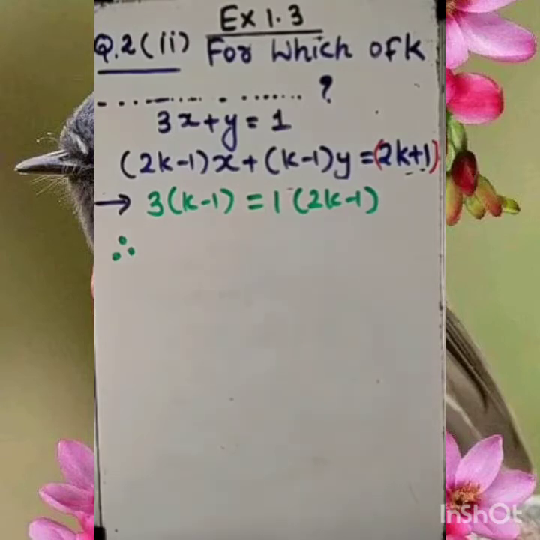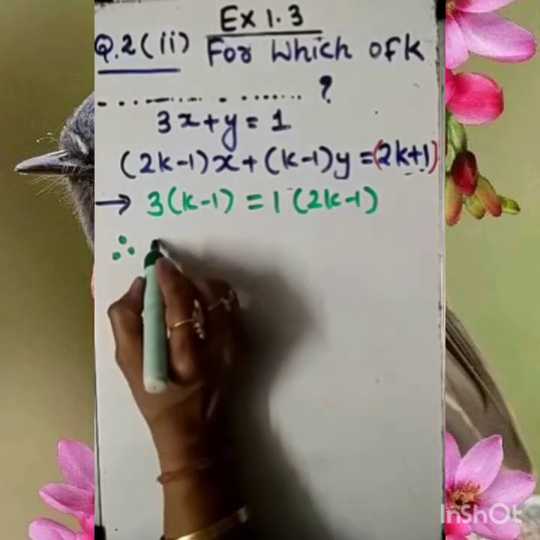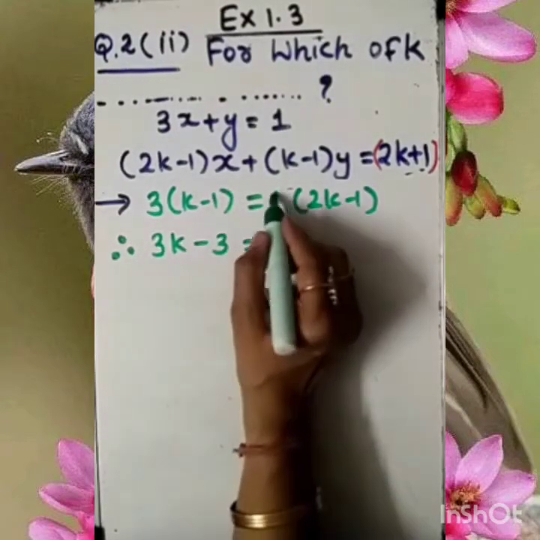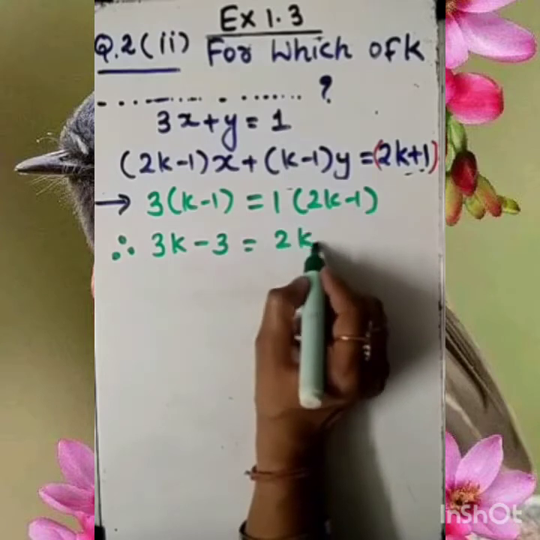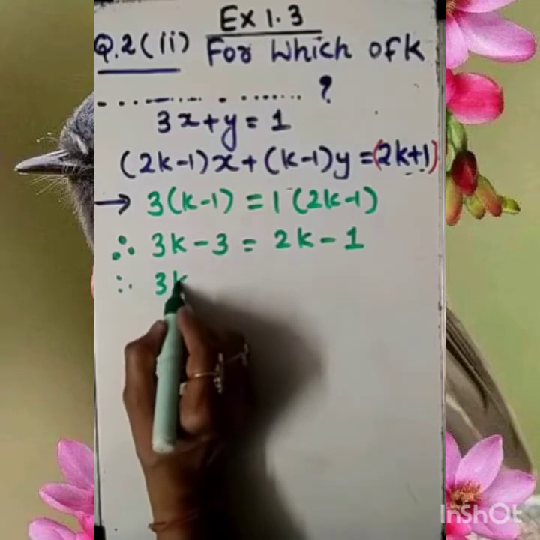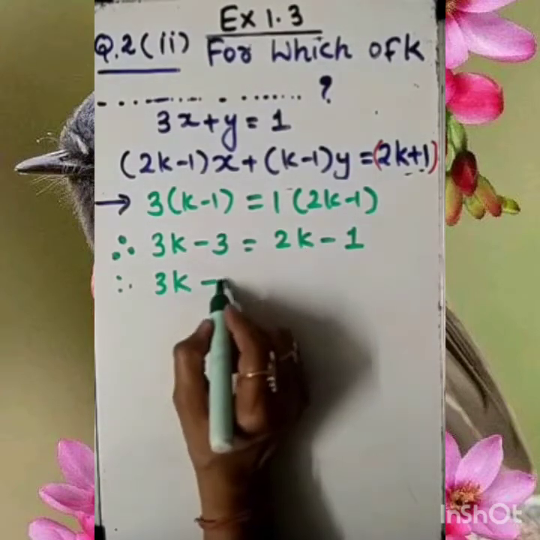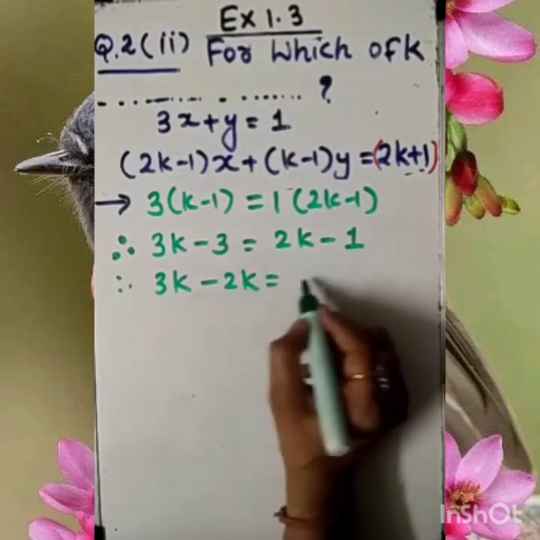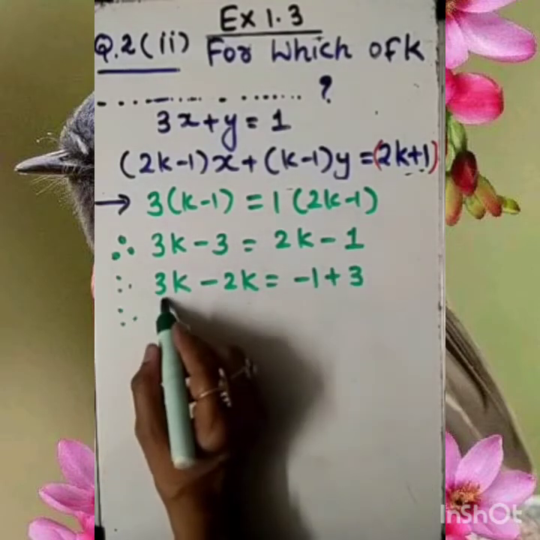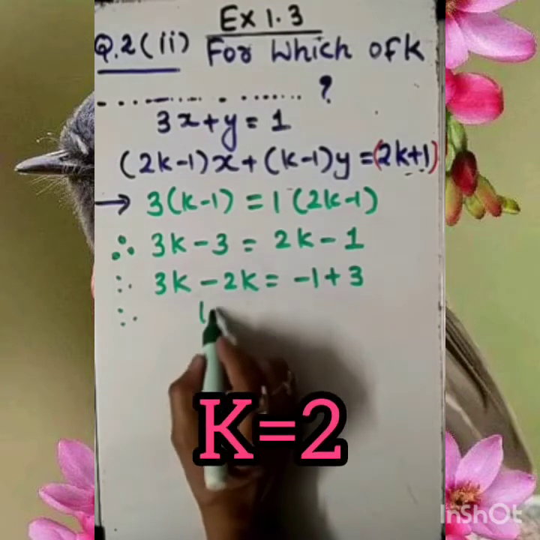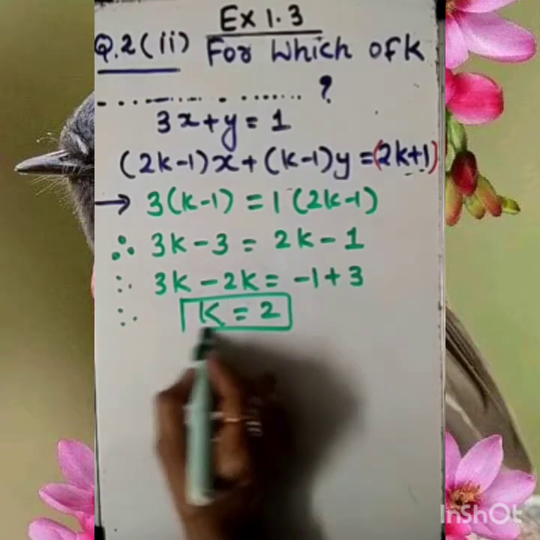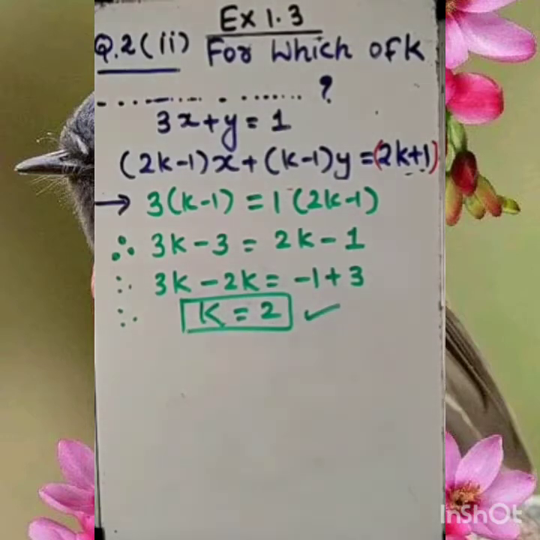So the simplification of this is 3 into k gives 3k, 3 into minus 1 gives minus 3. 1 into 2k is 2k, 1 into minus 1 is minus 1. Therefore 3k is already there. This 2k we are bringing to the left side. Minus 1 is here. This minus 3, if we bring this side, it will give plus 3. 3k minus 2k is k, and minus 1 plus 3 gives the result 2. So here k equal to 2, this value we are getting.